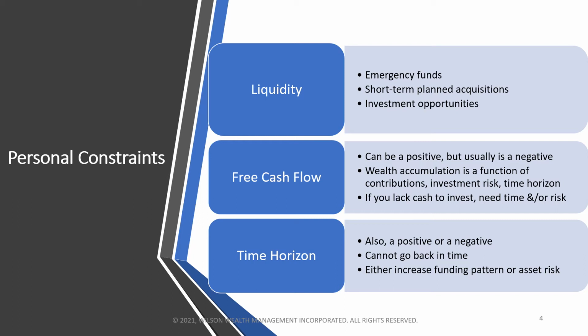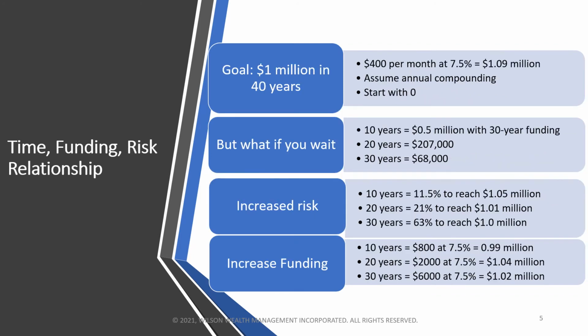So if we look at a simple example of the relationship between time, funding, and risk, my goal is to attain $1 million in 40 years. I'm going to invest $400 per month, earning 7.5%, and that will get me to just slightly over $1 million in 40 years' time. But what if I had to wait? If I wait 10 years, that same $400 per month at 7.5% only gets me to $500,000.